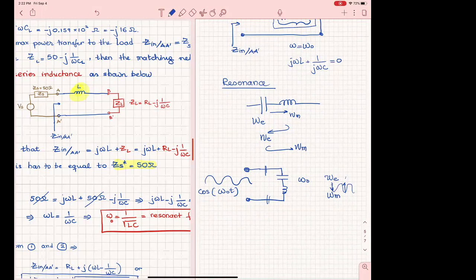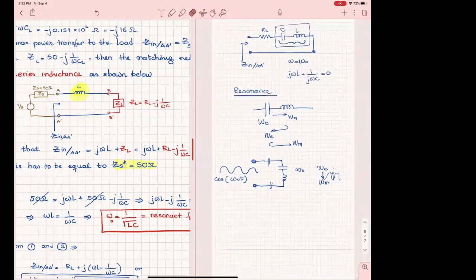It is when the energy in the inductor and the energy in the capacitor are equal. The energy in the inductor is magnetic, that's why I say WM. The energy in the capacitor is electric, WE. All right, that's why we call this the resonant frequency. Okay.